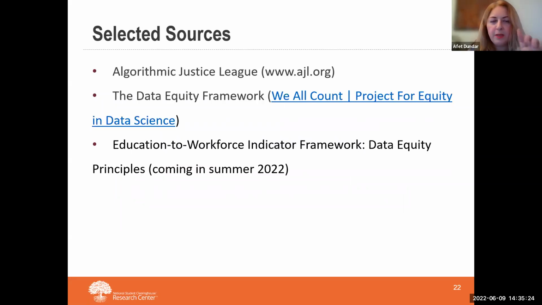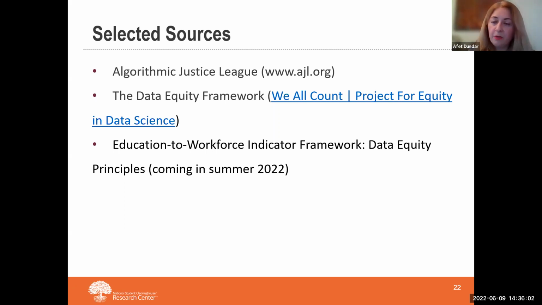Before that, I want to say a few things about the selected sources. Specifically, I want to mention the last part, otherwise, without further explanation, it may not be clear what it is. There's a framework, our education to workforce indicator framework. One of the components of it is data equity principles. I was part of the advisory board for those data equity principles. Mathematica is the organization. It's a big initiative. There are other components there, and it is going to be released in summer 2020. I wanted to make sure I clarify what it is.